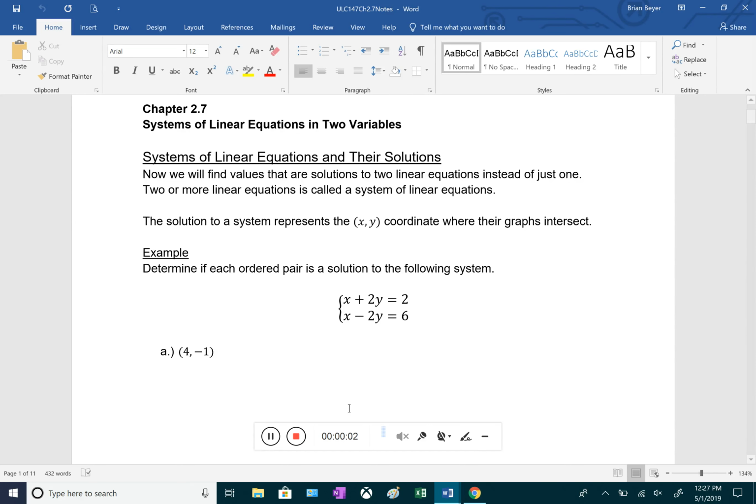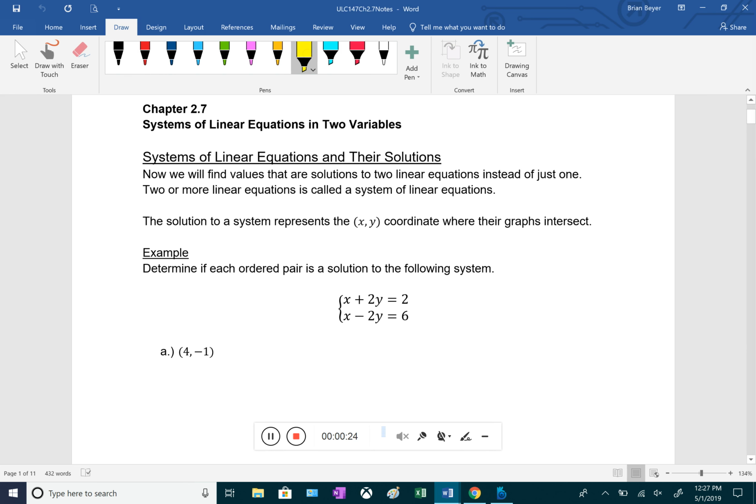Chapter 2.7 is systems of linear equations in two variables. So far we've already solved linear equations with one variable. Now we're going to have two equations, each with two variables in them. This is called a system of linear equations when there are two or more linear equations. And we're going to be solving for x and y.